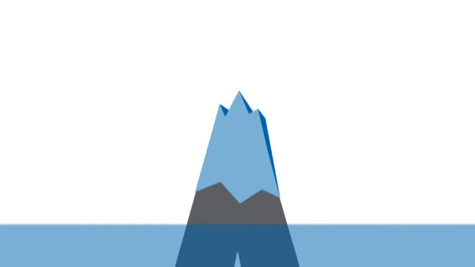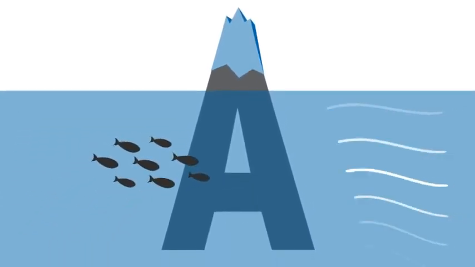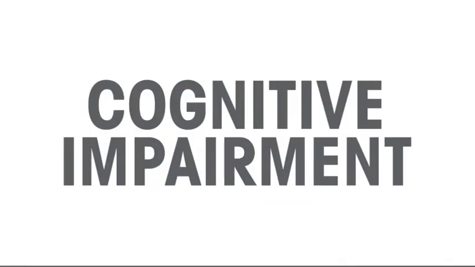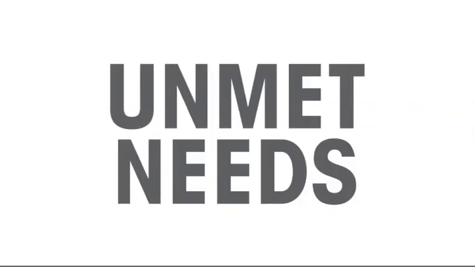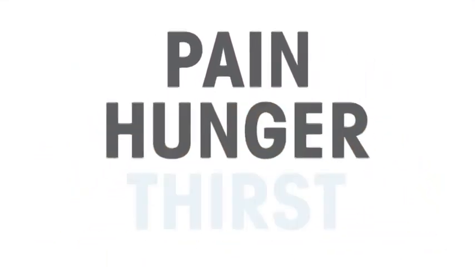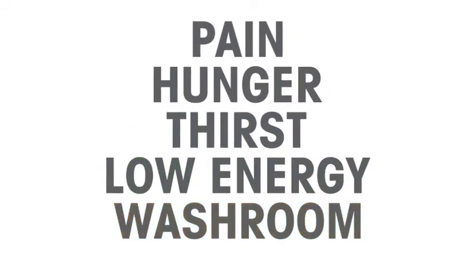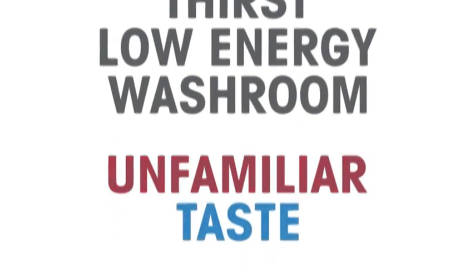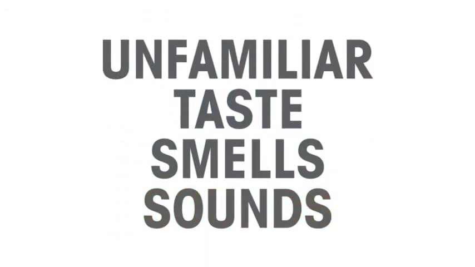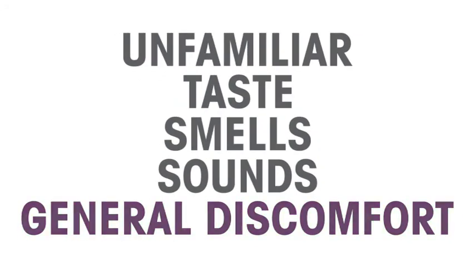Think of a client's agitation and aggression as the tip of an iceberg. You need to look at what's beneath the surface. Many clients who exhibit violent behavior suffer from a cognitive impairment. These impairments can make them resort to challenging behavior when they experience unmet needs. Unmet needs may include experiencing pain, hunger, thirst, low energy, or the need to use the washroom. Perhaps they are tasting, smelling, or hearing something unfamiliar. Sometimes they are just feeling generally uncomfortable.